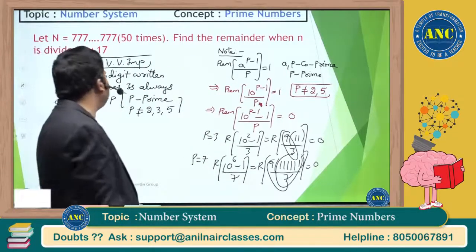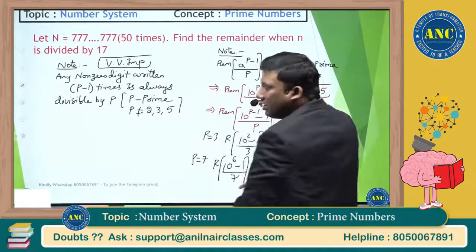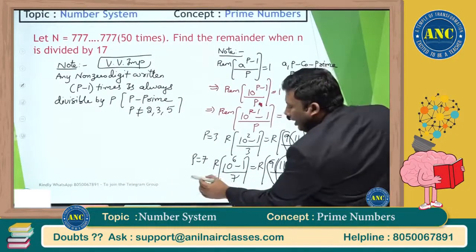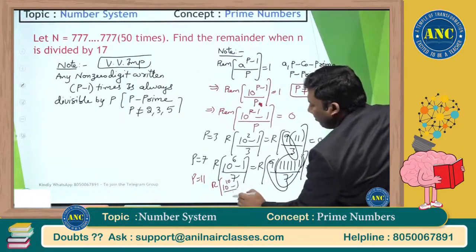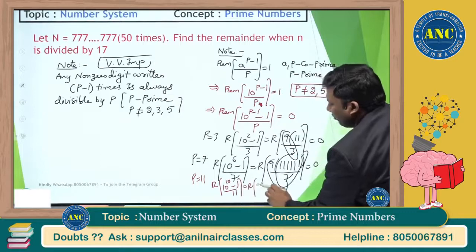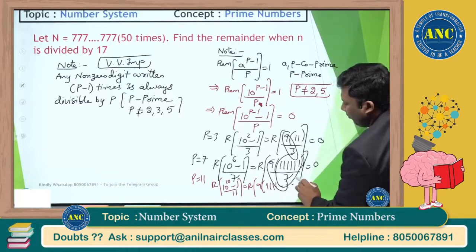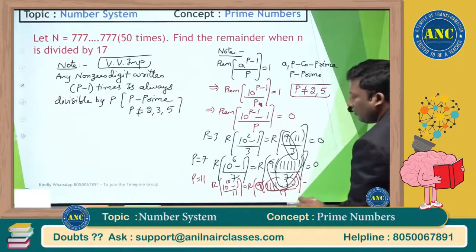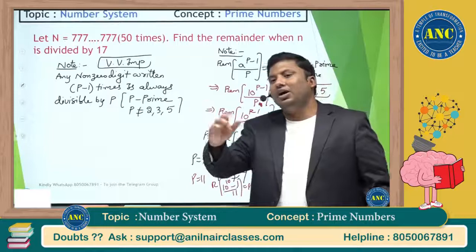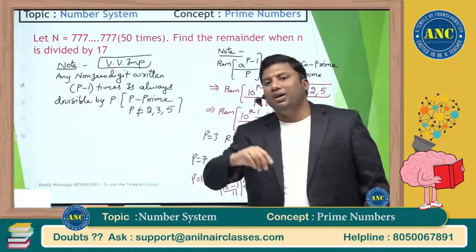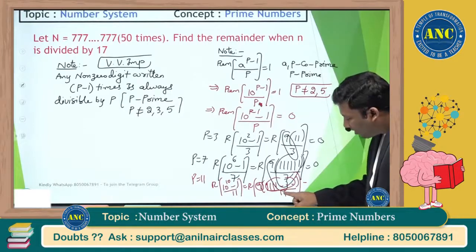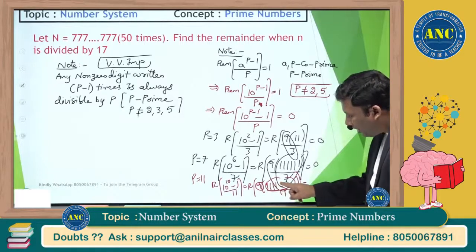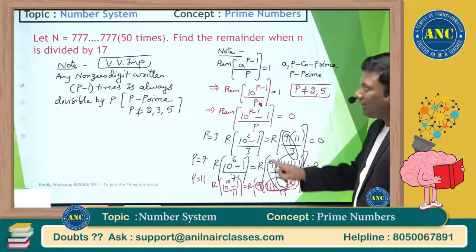Any non-zero digit written p minus 1 times. Think logically, sir. If p is equivalent to 11, this is (10^10 - 1) by 11. This is 9 into 1111111111 divided by 11. 9 is not divisible. 1 is written 10 times. Sum of the odd places is 5 ones, sum of the even places is 5 ones. It is divisible. Now see here, the denominator is 11. 1 is written how many times here? 10 times. That is what I wrote.